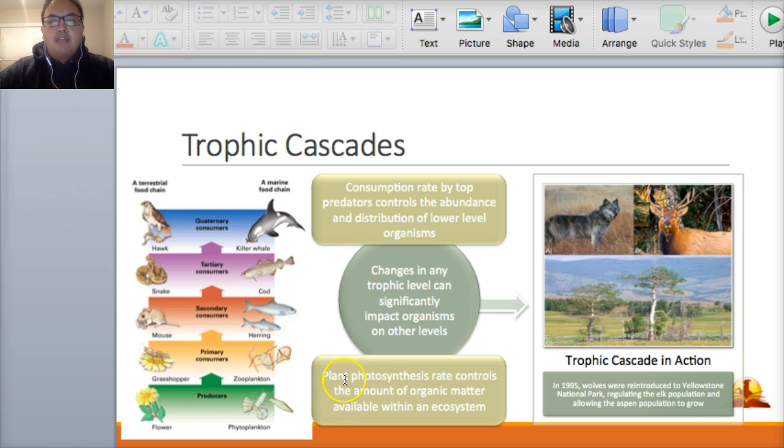Okay. Plant photosynthesis rate controls the amount of organic matter available within the ecosystem. So these are what really control the amounts. It really controls the food chain, basically. Okay.